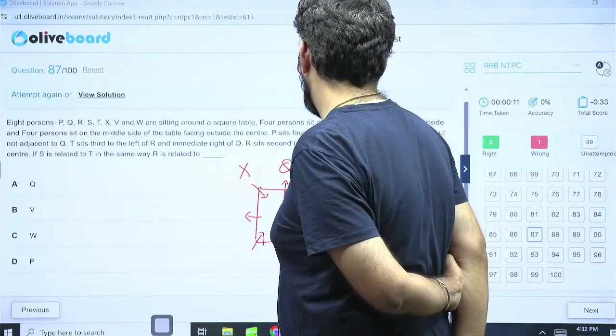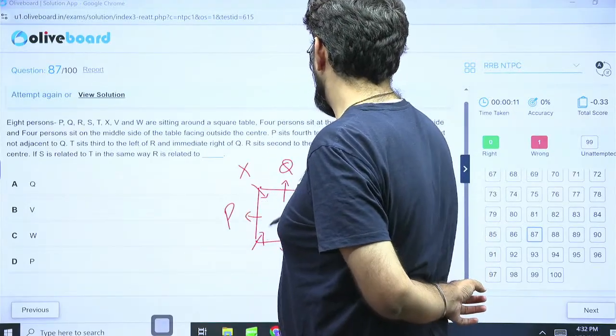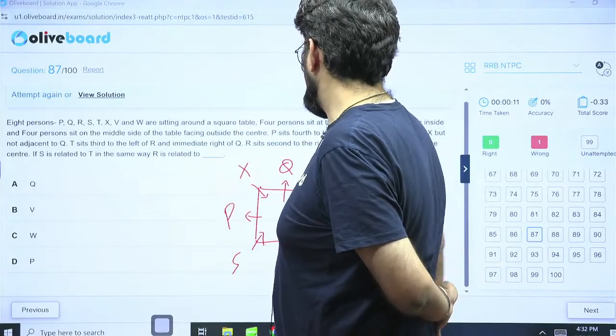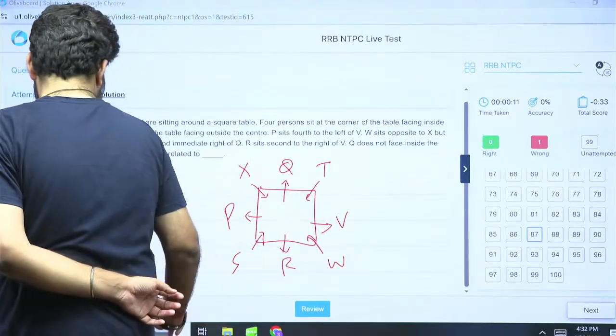P sits 4 to the left of V. So V is 1, 2, 3, 4. P sits here. Who is left? P, Q, R. S is left here. Question is asking: S is related to T, opposite. In the same way, R is related to Q. So option A is the right answer.